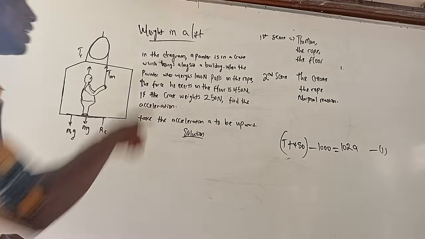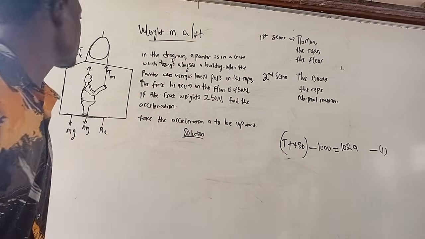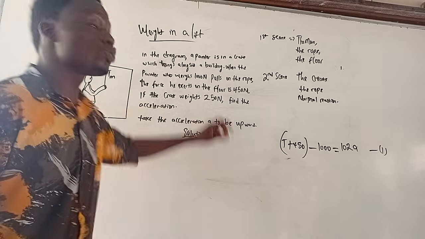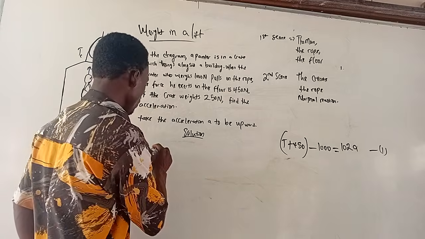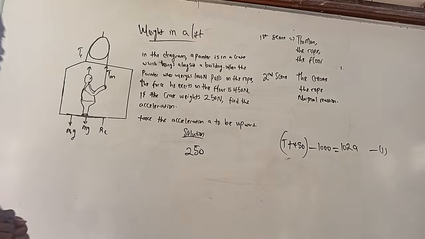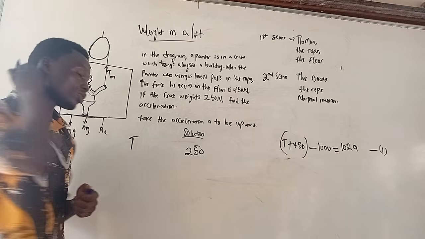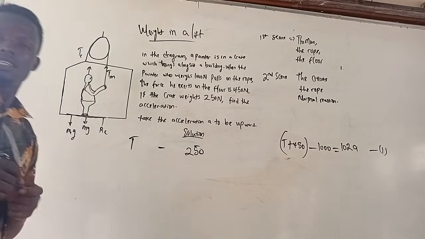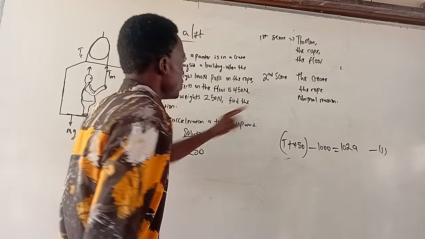Now for the second scene, net force is upward force minus downward force. Let's see how many forces are acting upward. Relating to the crate, where is the weight of the crate? 250 Newton. The weight is always downward. Don't forget, the weight of the crate is downward. So 250 Newton downward. Now what's up? The tension is upward. T is upward. The tension in the rope is upward, and the weight of the crate is downward.